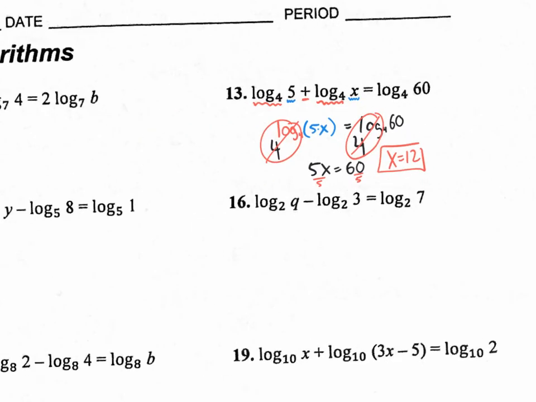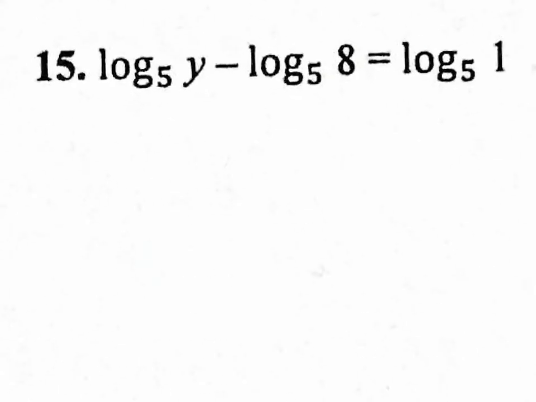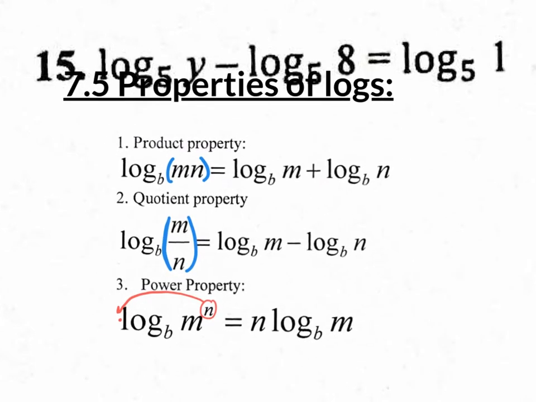Anyway, let's move on. Number 15. What property are we going to use here? Quotient property. Again, here are the properties.